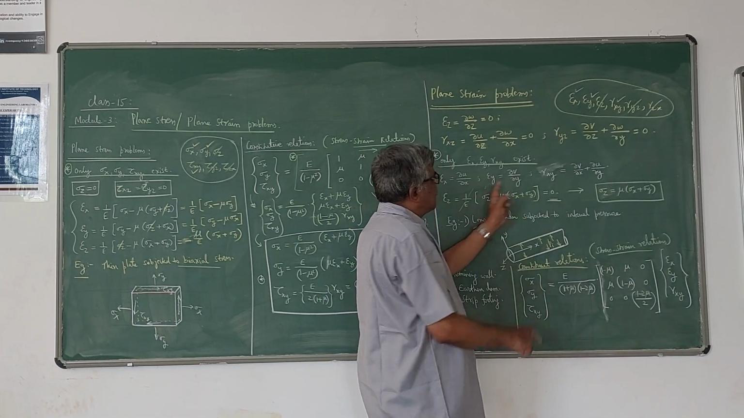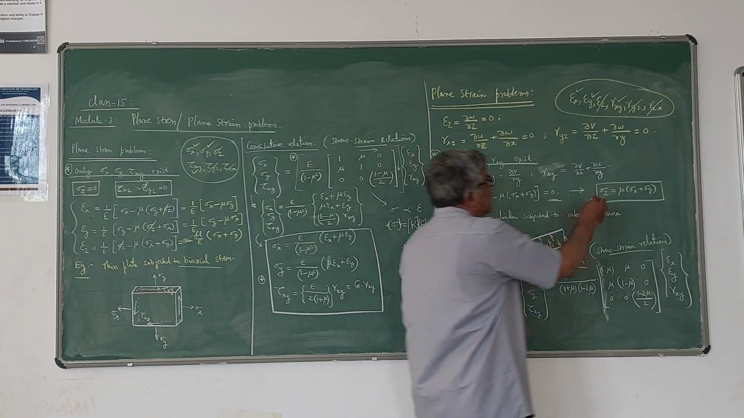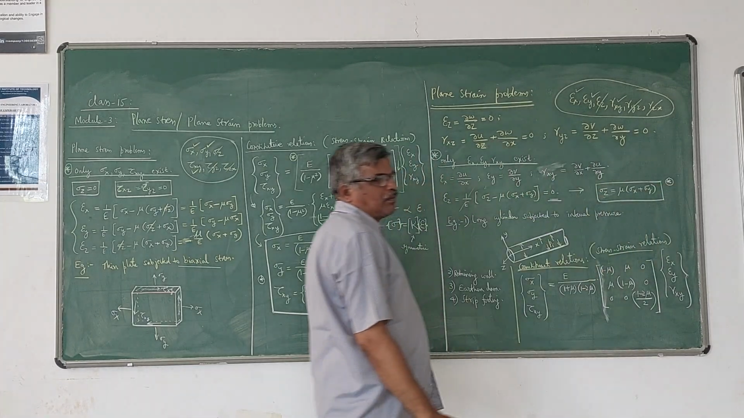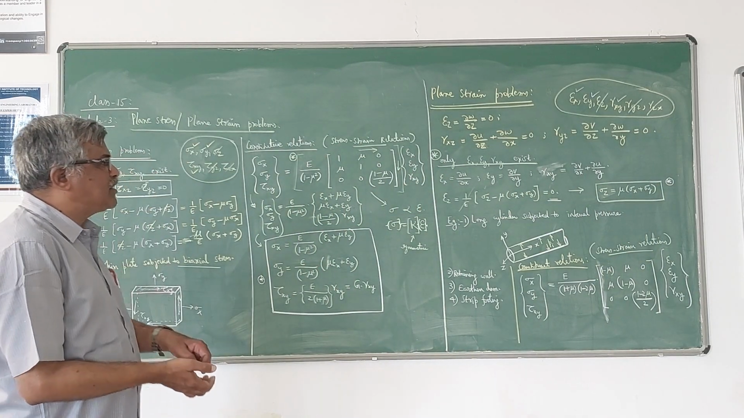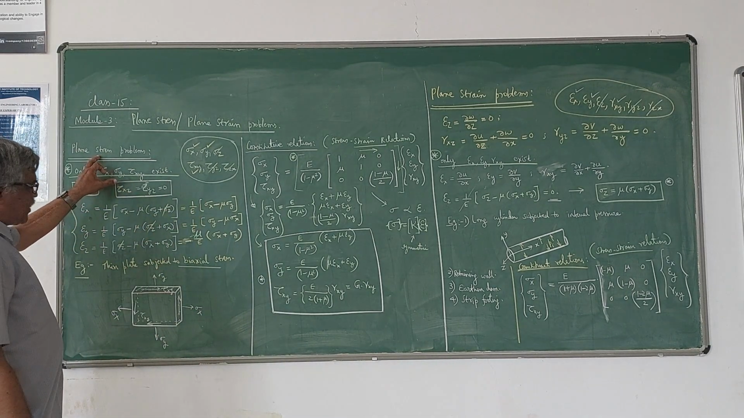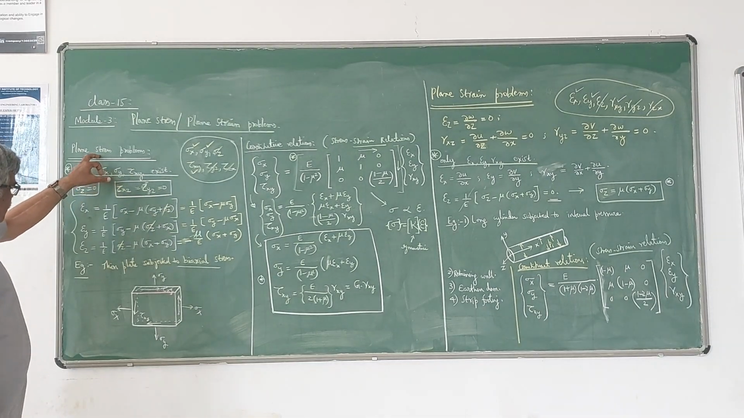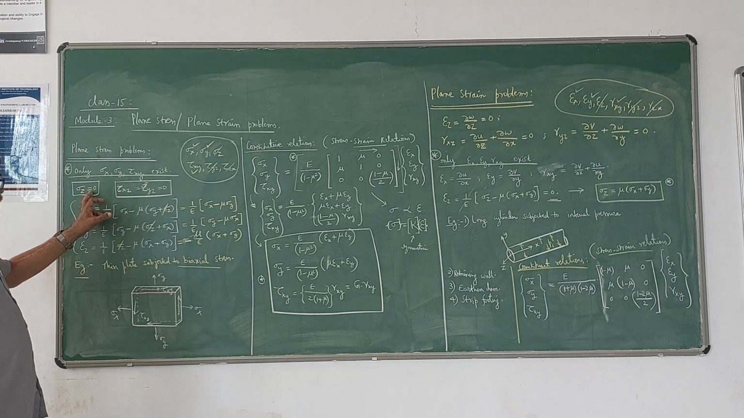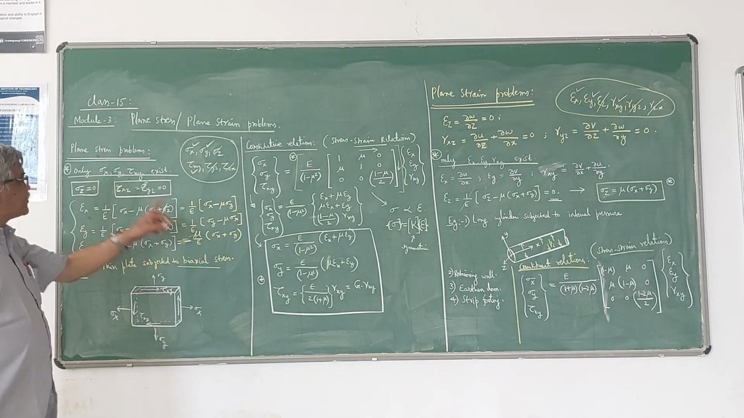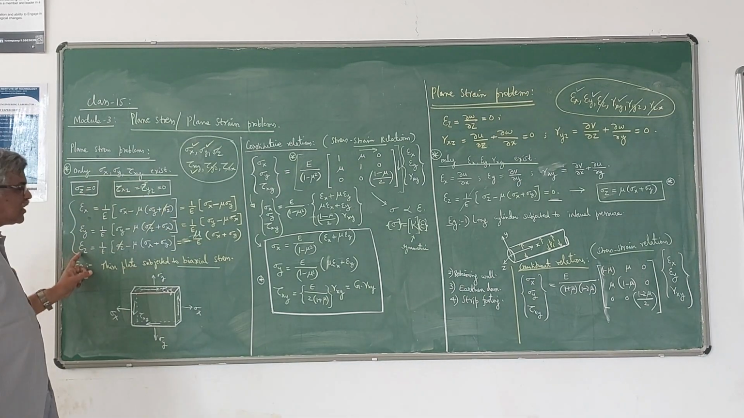So what you can write is this will be 0. That means sigma z can be equated to mu times sigma x plus sigma y. Please note that very important difference you can see here. In the case of plane stress problem, sigma z is 0, but epsilon z is not 0. Please note, sigma z is 0, epsilon z is not 0.